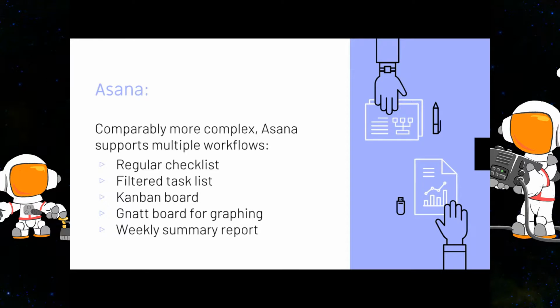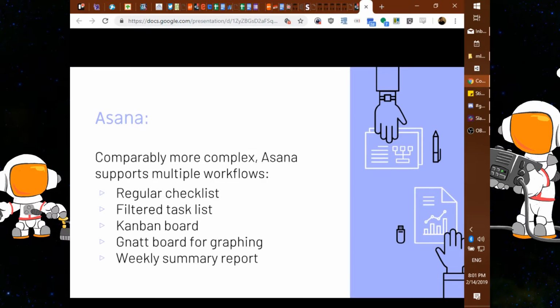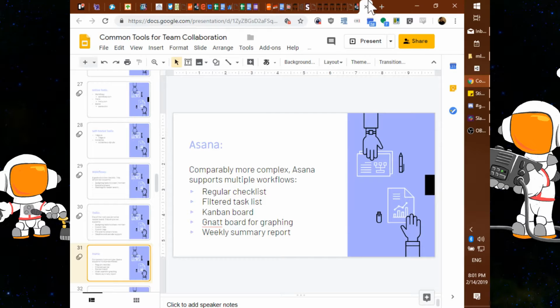This obviously supports multiple different workflows, including a regular checklist, a filtered task list, a Kanban board, and a nap board for graphing. A nap board is actually a graph indicating how many tasks have been completed over time. It's a little more complicated than that. I'm not going to go into too much detail, but for project managers, these nap boards are amazing statistics to keep track of, and the weekly summary report. There's a common method to do that as well.